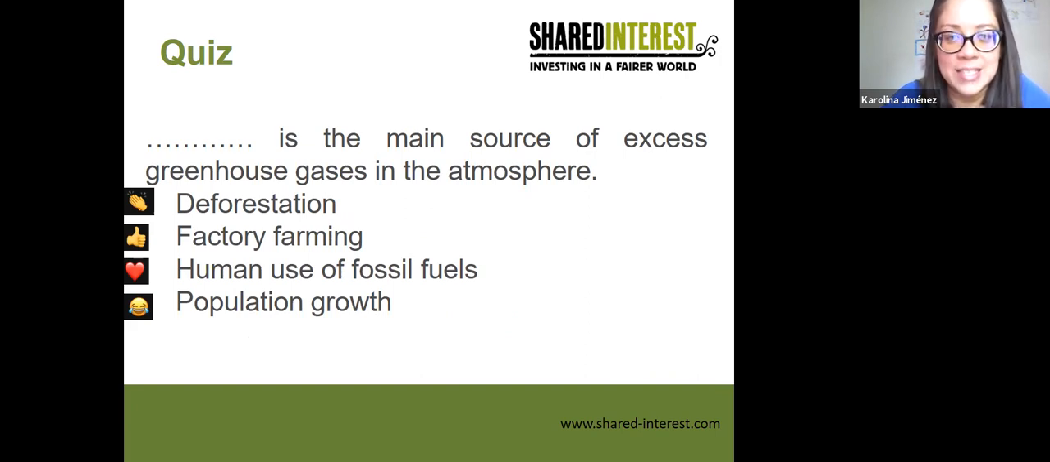Okay, the third question is, which is the main source of excess greenhouse gases in the atmosphere? Deforestation, factory farming, human use of fossil fuels, or population growth? Okay, I see a lot of hearts selected. And let's see, the answer for this question is, correct, human use of fossil fuels.